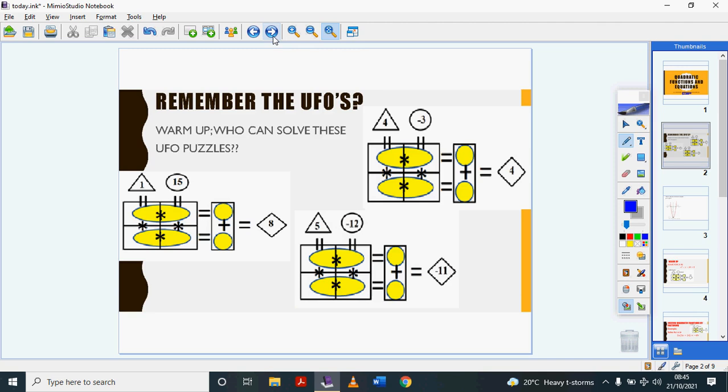But before we even get there, do you guys remember these puzzles and do you remember how to solve them? So go ahead and pause the video and solve this puzzle and submit your answers as part of your work for today's work. So yeah, solve the puzzle, submit your work.